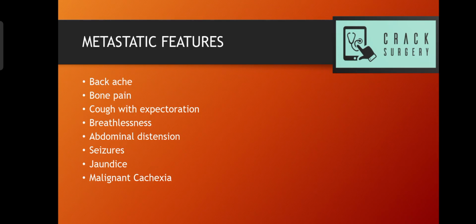Metastatic features seen in CA breast: first is backache, second bone pain, cough with expectoration, breathlessness, maybe abdominal distension, and seizures if there is metastasis to the brain. There may be jaundice or malignant cachexia.